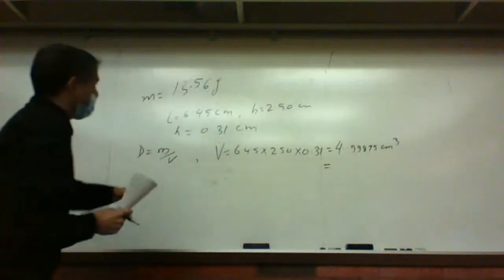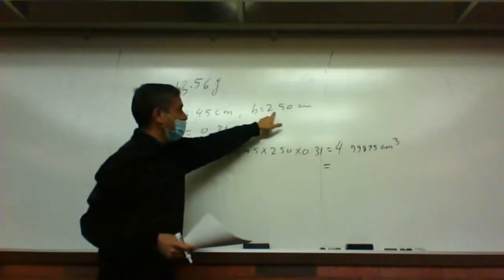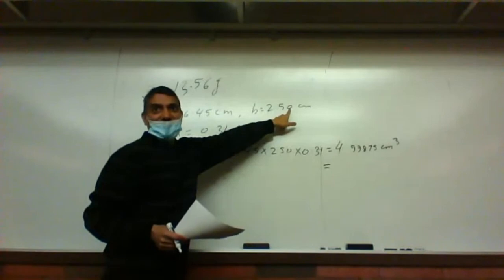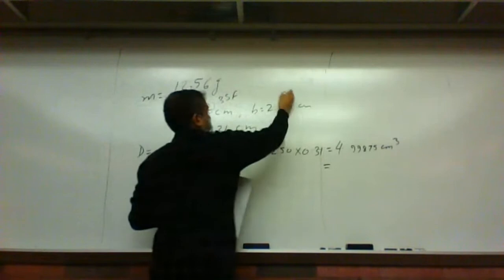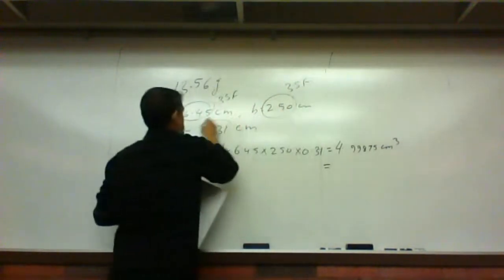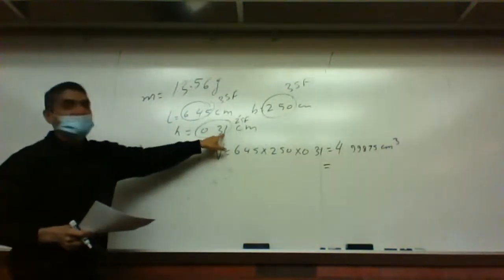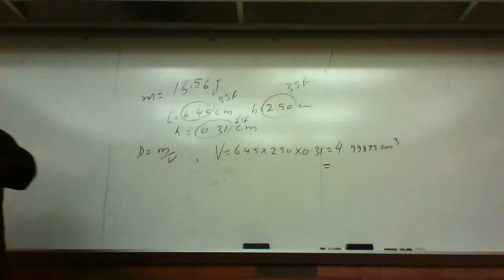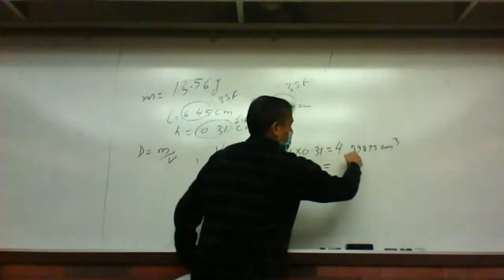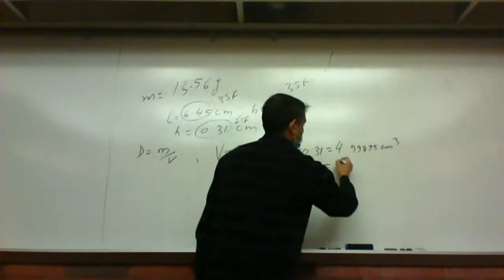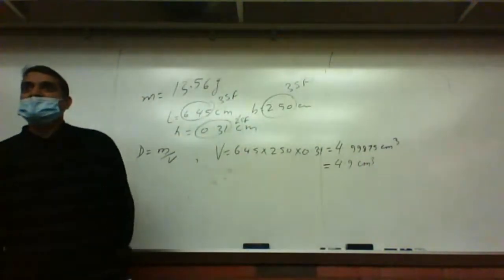Now, how many significant figures here? We are doing multiplication. Here 6.45 has 3 significant figures, and 2.50 has 3 significant figures, since the trailing 0 is significant. And 0.31 has just 2 significant figures, because the leading 0 is not significant. So my answer should have this many significant figures, not all of those digits. Just 2 significant figures: 4.9 cm3.